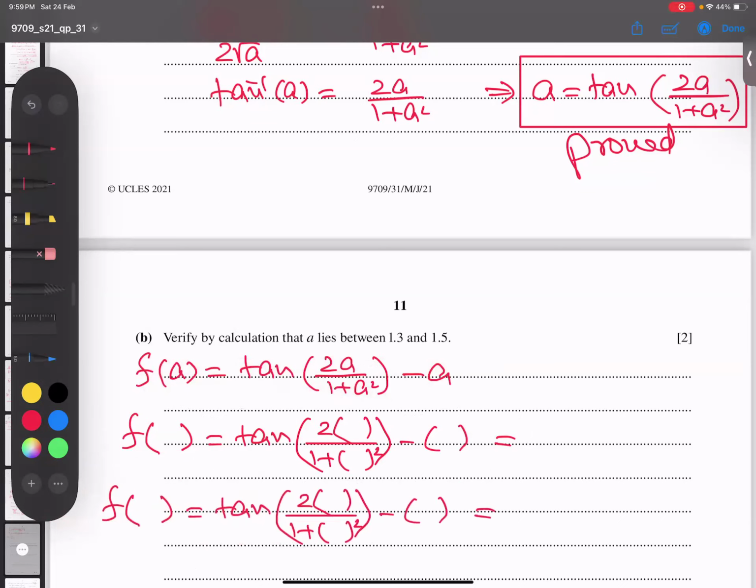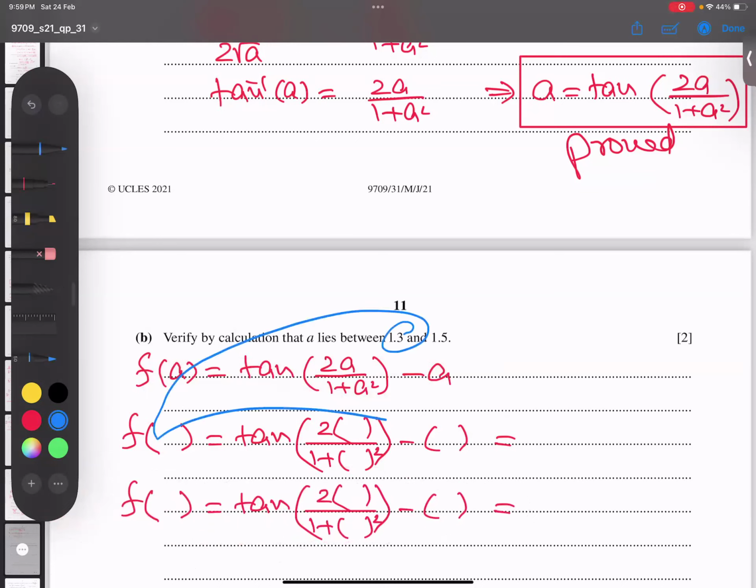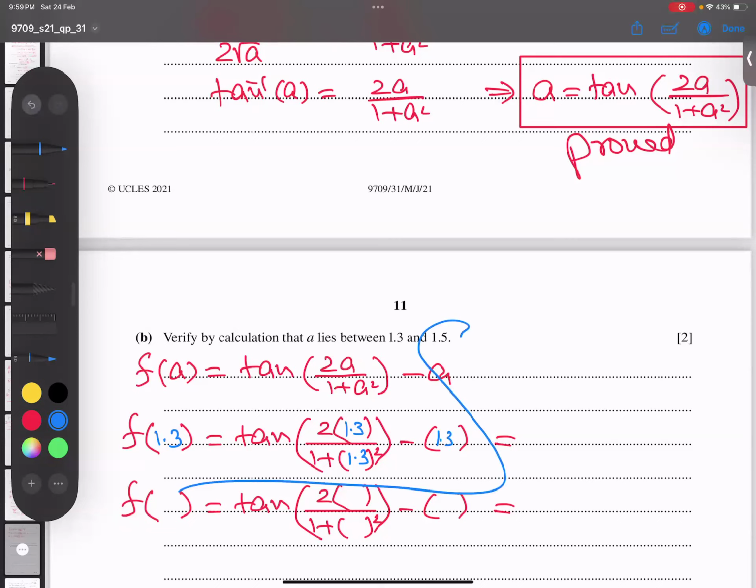One time I will plug in 1.3 in the whole equation: 1.3, 1.3, 1.3. And one time I put 1.5 throughout the equation: 1.5, 1.5, and 1.5. Be careful, and now type in the calculator. Let's see what happens. If I type in the calculator the upper part, in fraction, first of all tan inverse, and make sure it is in radian mode. So 2 times 1.3, and in the denominator 1 plus 1.3 to the power 2, and minus 1.3.